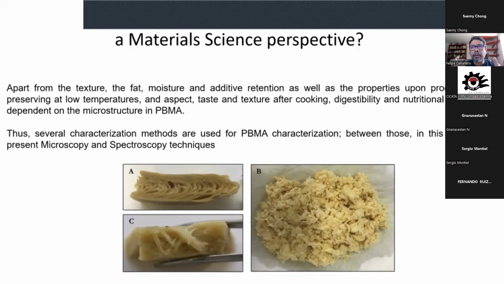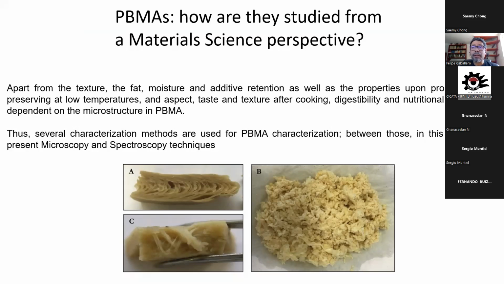Also, things like the processing. For example, you have the texturized meat like a kind of powder. When you form the patties or the sausages, they have to preserve the properties. Also, after cooking, they have to be attractive to the consumer. You don't want to eat something that looks like cardboard or paper and tastes like paper. And also the digestibility and nutritional aspects.